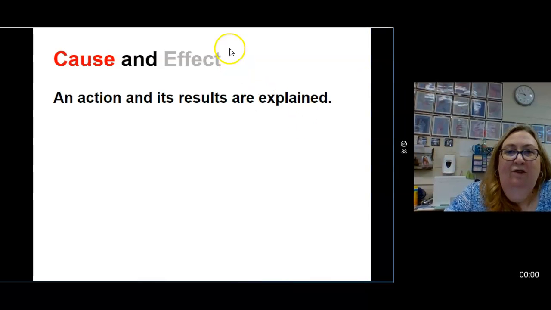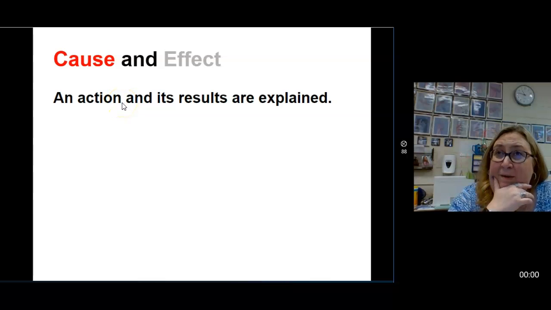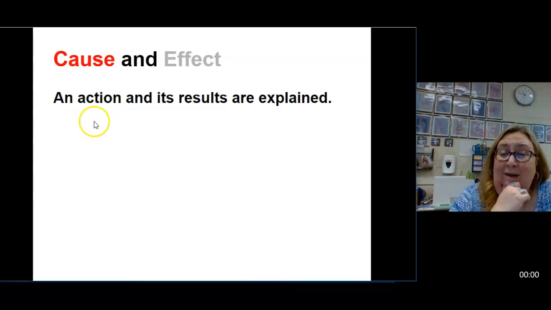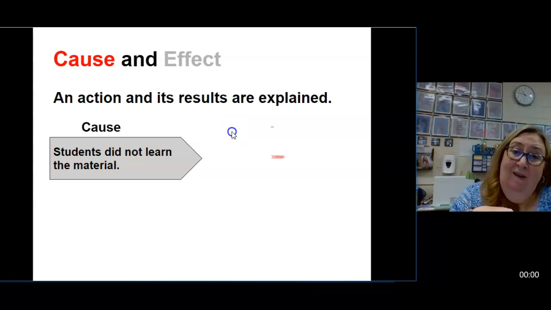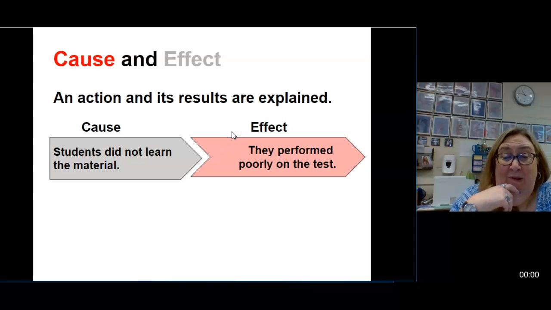All right. So we've done cause and effect, where we've talked about an action and its result. We've talked about how to figure out which one is the cause and which one is the effect. Here's your example. Students didn't learn the material. And because, that's the cause, students didn't learn the material, the effect was they performed poorly on their test. That's not you guys, of course.